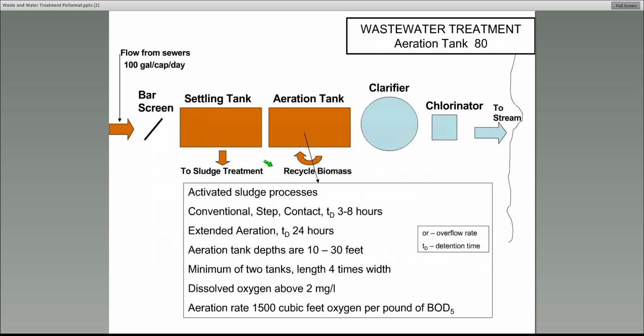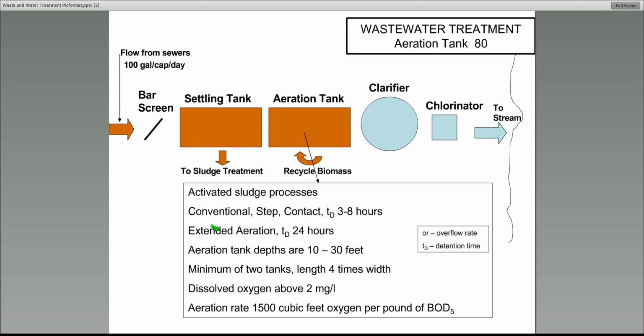Okay, the aeration or the activated sludge process, this is going to remain, and you're going to have a detention time of 3 to 8 hours for conventional activated sludge plants or step or contact plants.